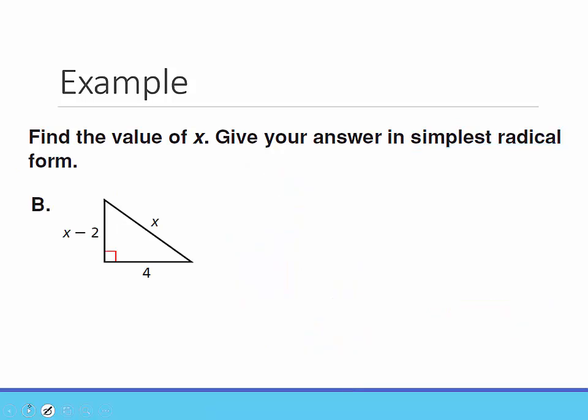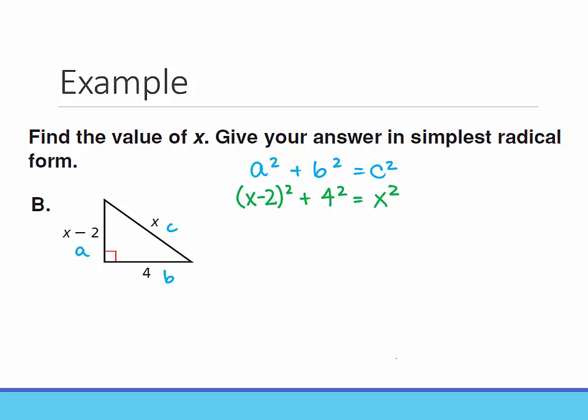So now this one's a little harder. Most things are in terms of x, but we can still use the Pythagorean theorem. So let's make this one A and this one B. Again, remember it doesn't matter, but that one has to be C because it's your hypotenuse. And then plug stuff in. X minus 2 squared plus 4 squared equals x squared.